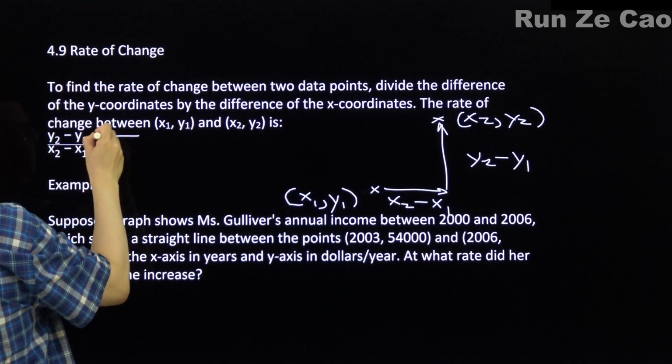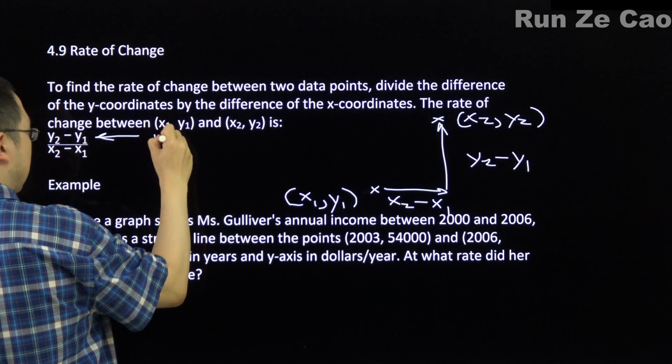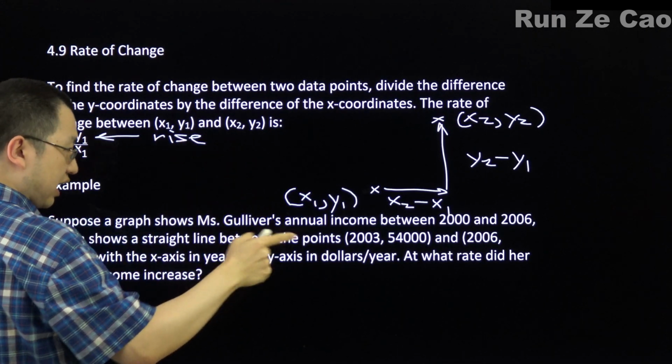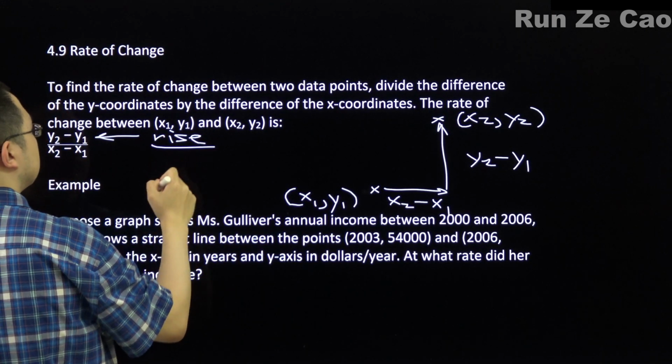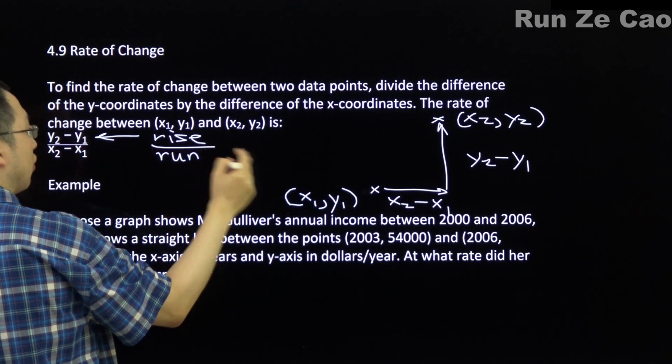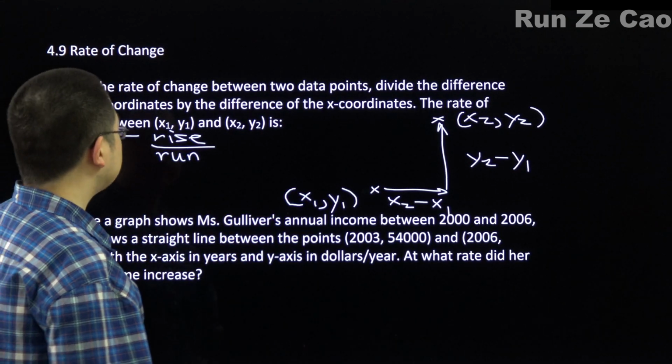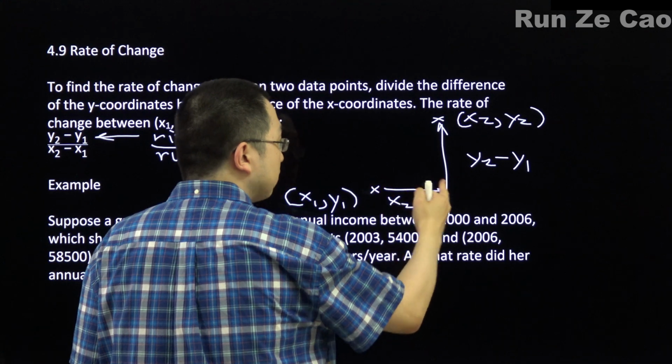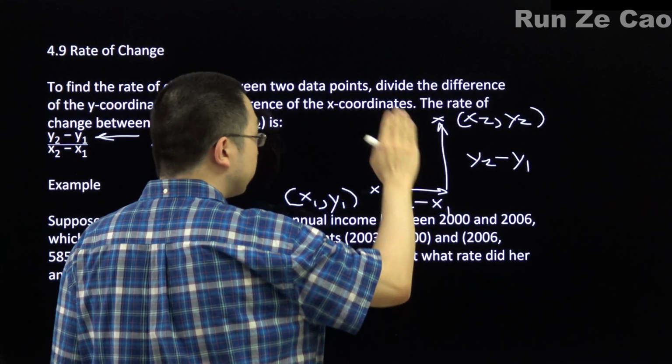The vertical change, you can think of it as a rise, although it can be negative, and you divide it by the run, the horizontal change. So the rate of change is, per amount horizontally, how far are you moving vertically?